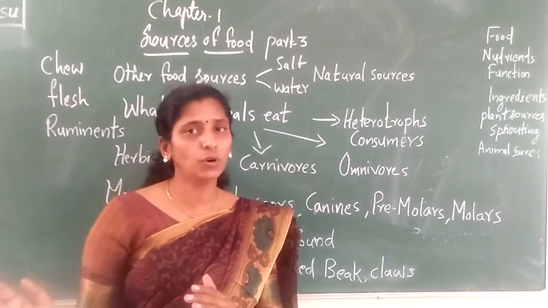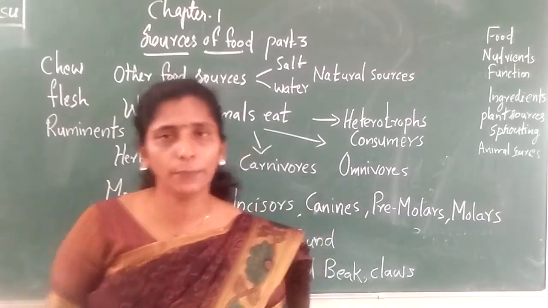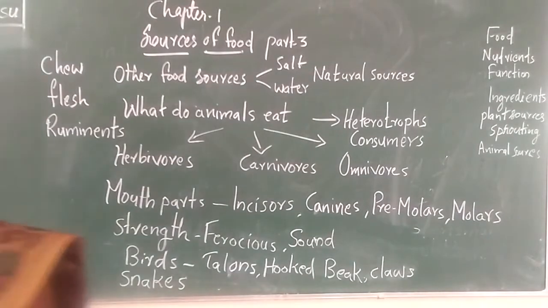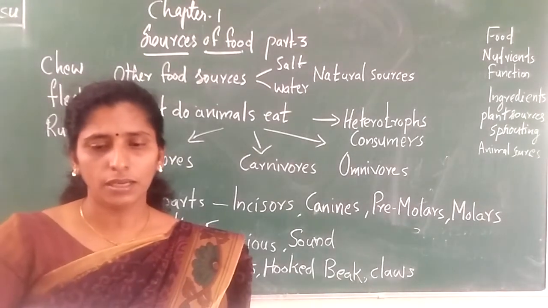So, herbivores. What is the meaning of herb? Herb means plants. Okay, see here, herbivores.